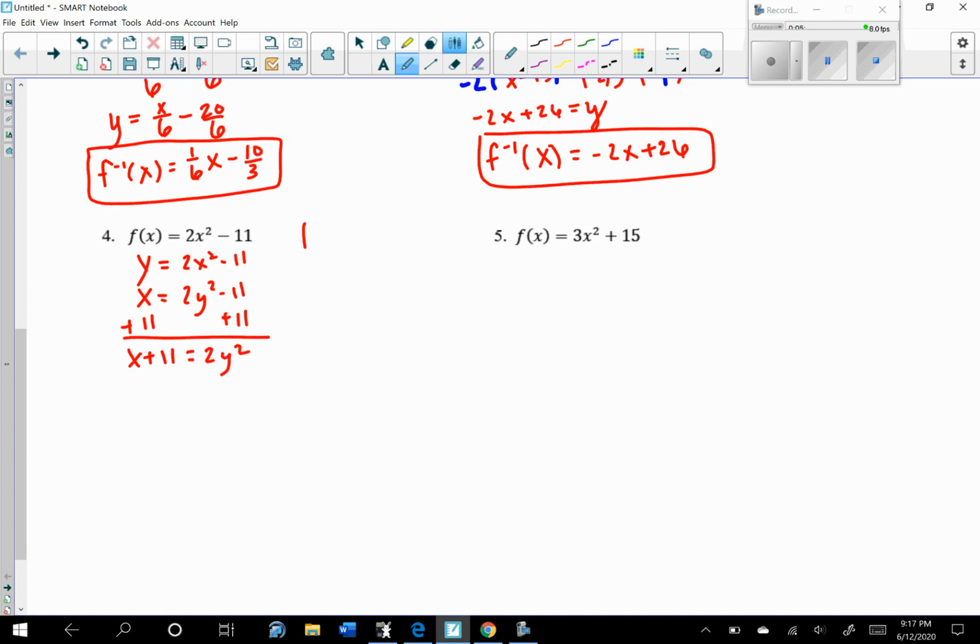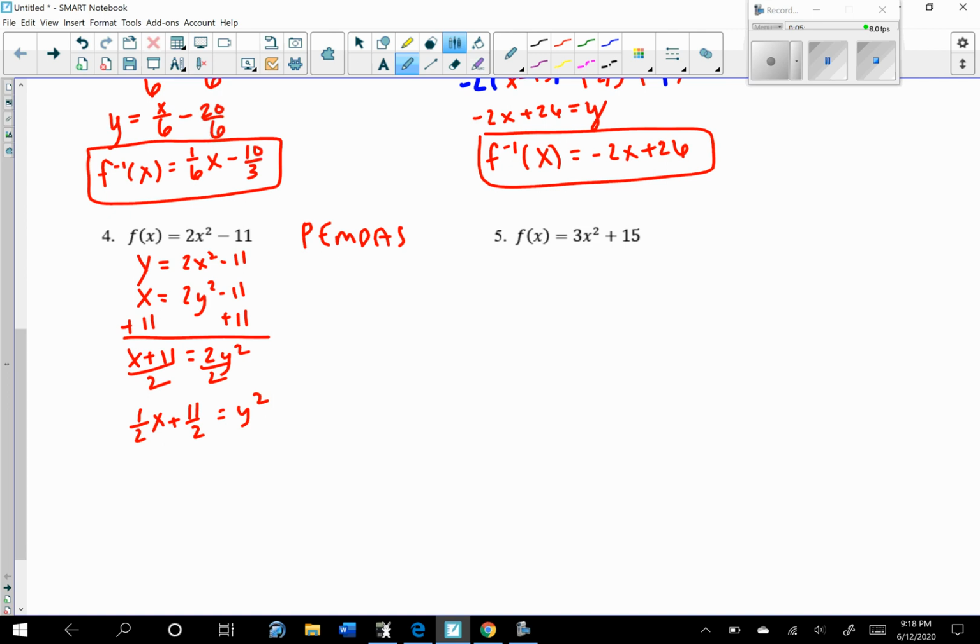So again, remember when you're doing PEMDAS backwards, we already got rid of the negative 11, which was subtraction, so we added it to the other side. Then you get rid of multiplication and division. What's being multiplied by the variable was the 2, so divide by 2. And so we have 1/2 x plus 11/2 equals y squared.